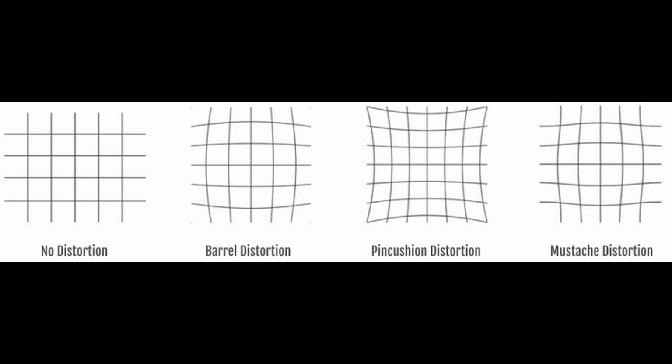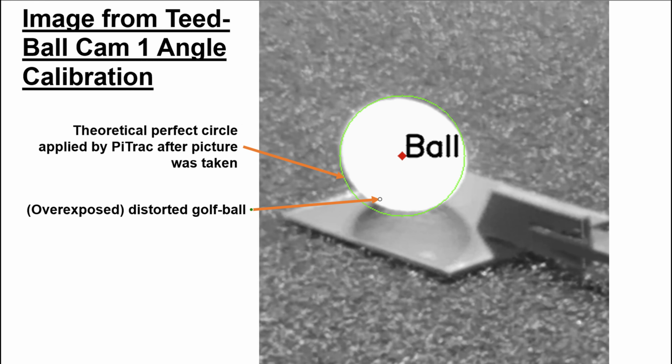Now, if you're taking a family photo or a vacation photo, that's probably not a big deal, but for PiTrac, which relies on accurate ball identification, a golf ball that looks more like a football isn't going to be easy to accurately identify as a circle. Here's an example. Without doing anything to make up for the distortions in most of the lenses we use, the system could end up with images looking like this.